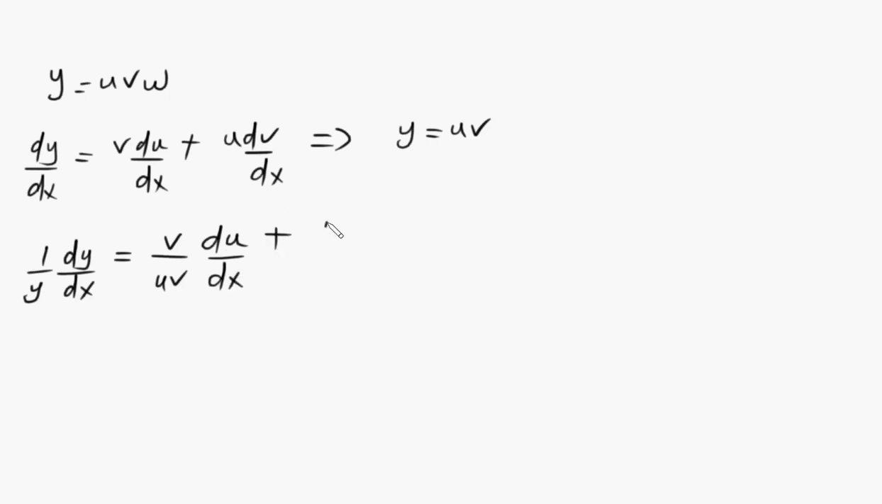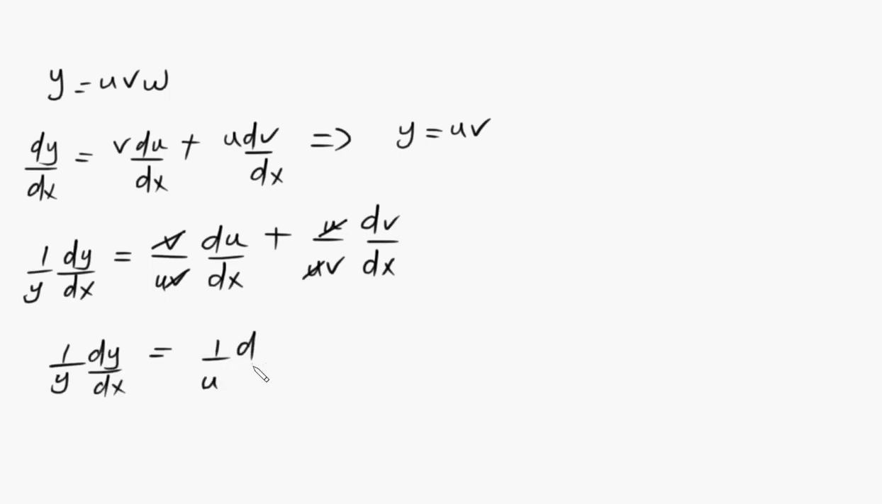So, dividing by y again, it's just like this, uv. So it's just dv dx. So v and v goes, u and u goes. So I remain with 1 over y dy dx is equal to 1 over u du dx plus 1 over v dv dx. You see, it's just the same thing, okay? I have simplified it a little, and this is what I have obtained here.